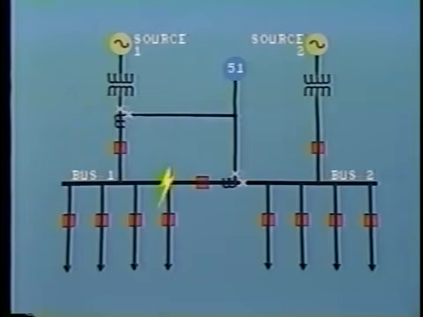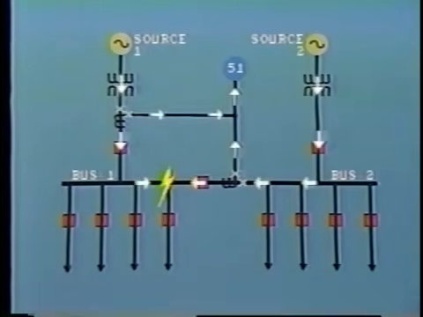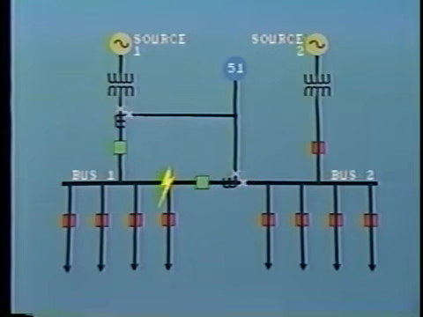Now, if a fault occurs on bus 1, then heavy fault current will flow into bus 1 from source 1 and also through the tiebreaker from source 2. The current in the two CTs will now be additive and consequently will cause the overcurrent relay to operate.